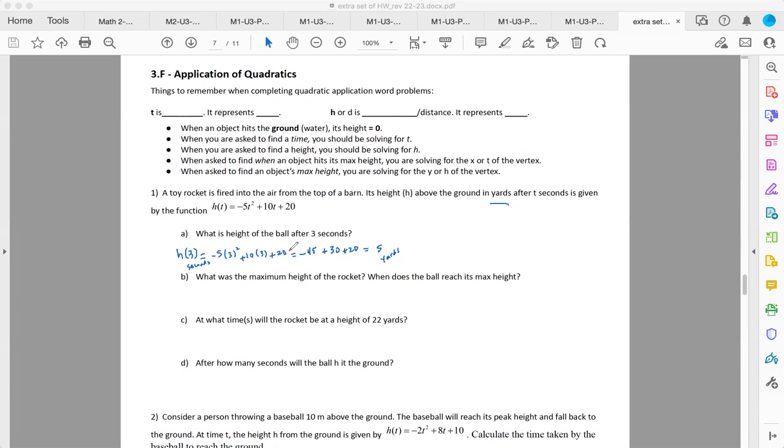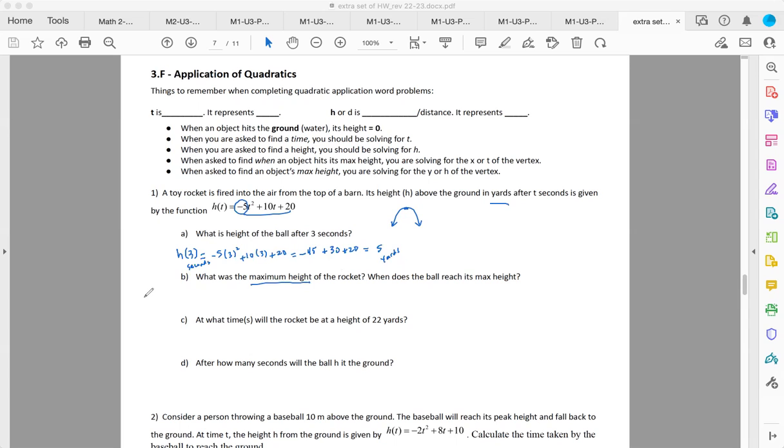Now, that's the first part. What is the height of the ball after 3 seconds? What was the maximum height? When they say maximum, when we talk about the language, remember this is a quadratic. So when we're talking language of maximum or minimum, this is basically implying the vertex. This is referring to the vertex. Notice a is negative here, right? a is negative 5. That means your graph is opening downward, and therefore you'll have a maximum, right?